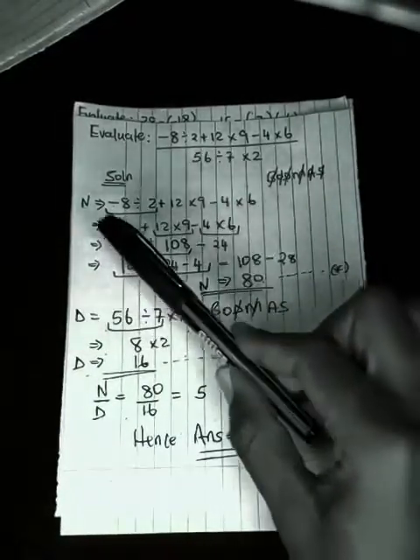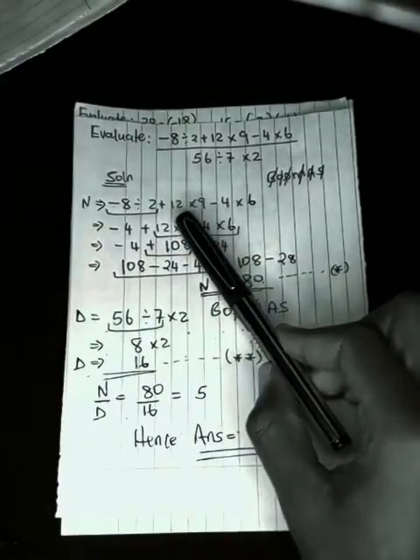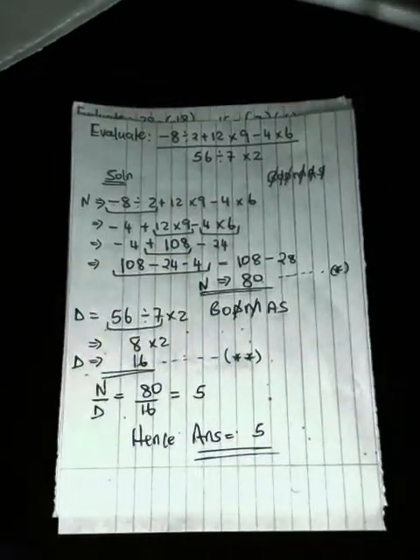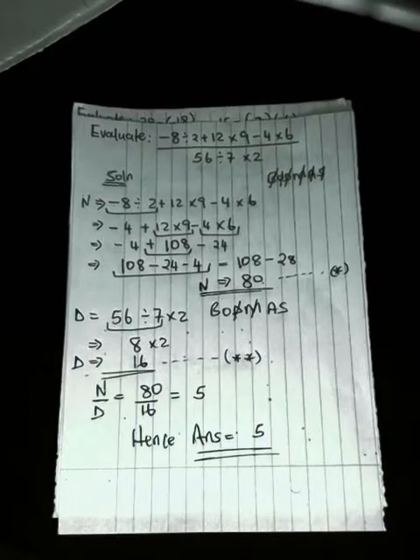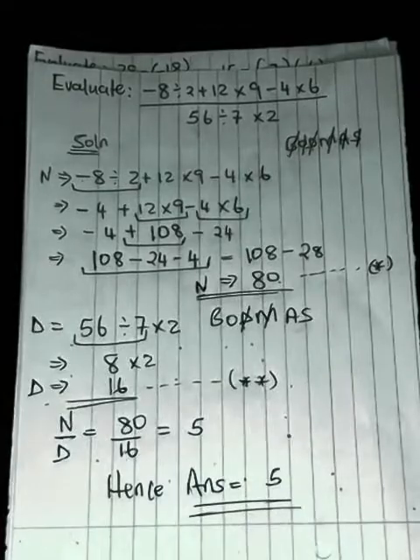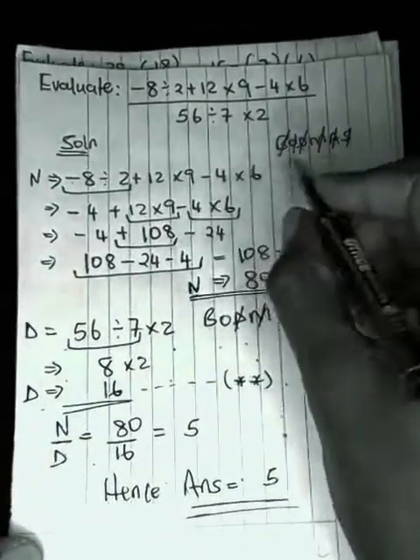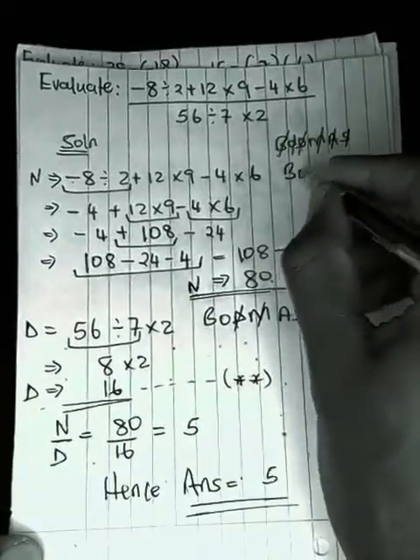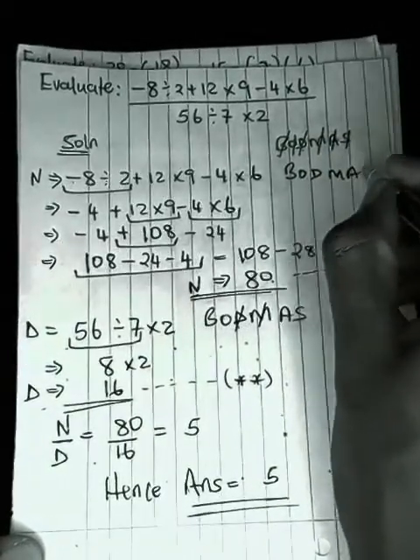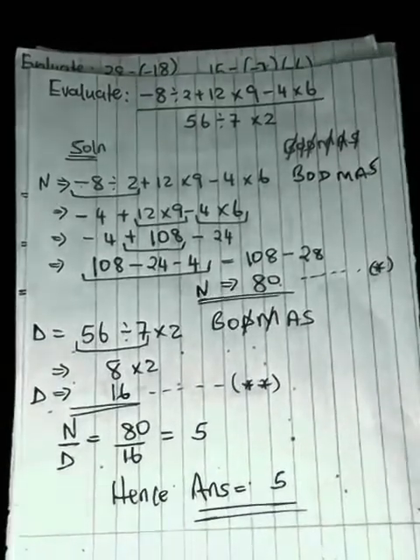So you write the numerator as it is: negative 8 divided by 2 plus 12 times 9 minus 4 times 6, minus 6. Then you apply the concept of BODMAS.